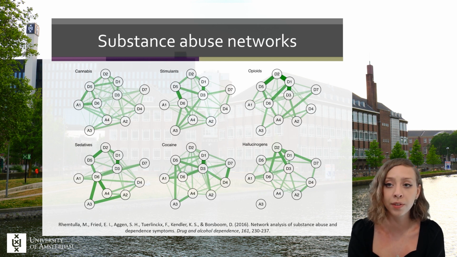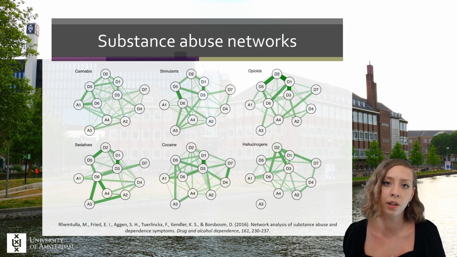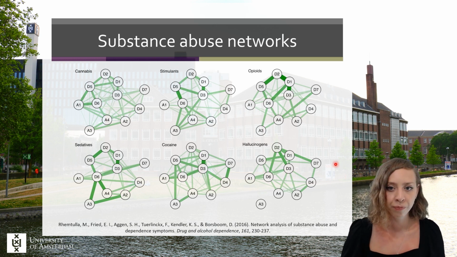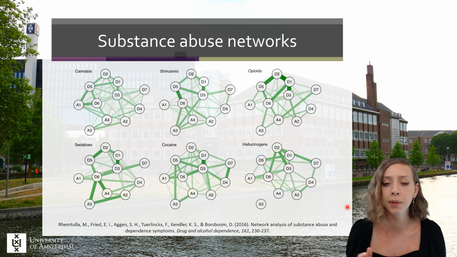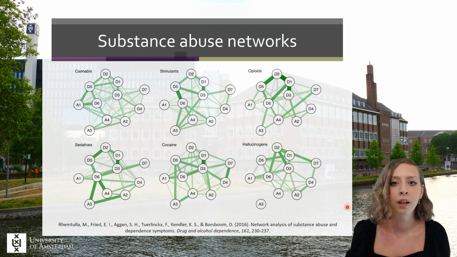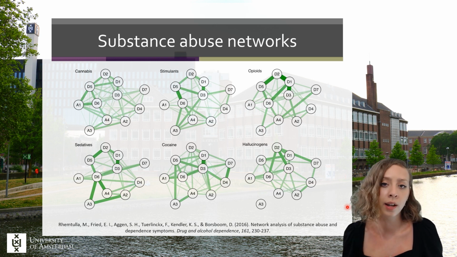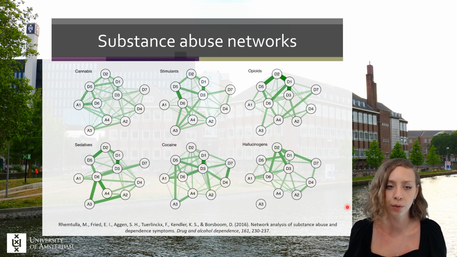This is an example of substance abuse networks. This is from work by Rumpf and colleagues in 2016. So what they were interested in doing here was to look at the network of symptoms of substance abuse across using different kinds of substances. So here we have cannabis, stimulants, opioids, cocaine, sedatives, and so forth. And then what they were interested in is, do symptoms associate in similar ways for people who use different kinds of substances, or would their network look quite different?